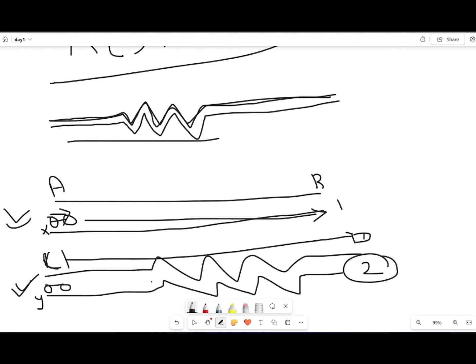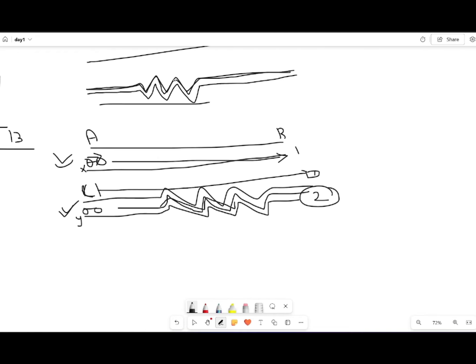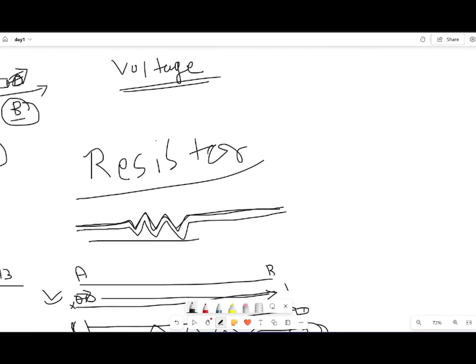But here we have resistance. First it will go here, then turn, then go here, then turn, then go, then turn. It moves like this. So they have to stop, take a break, change the gear speed, all these things. The same thing happens in the current also. A resistor is used to control the flow of electrons. Done.